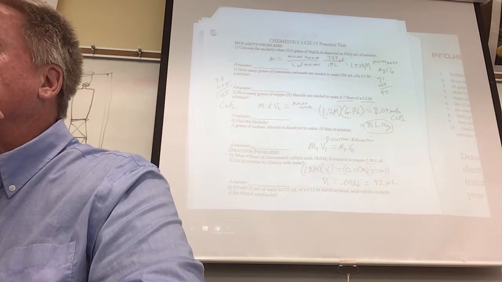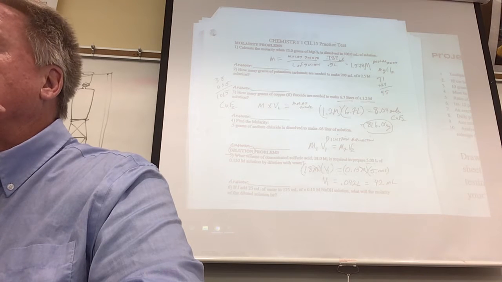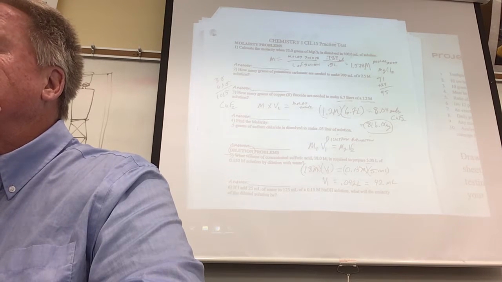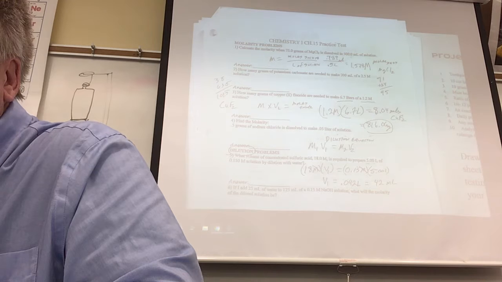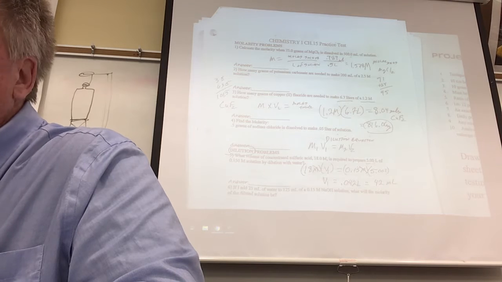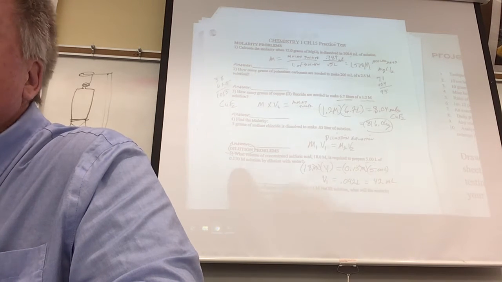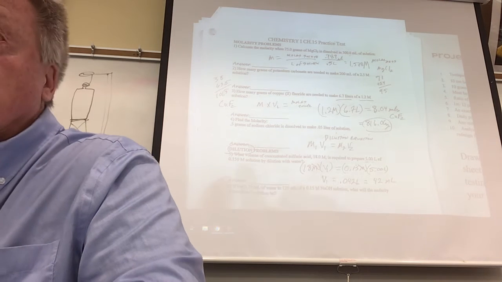Does the concentration change? Yeah. So what is it that doesn't change? I thought the concentration doesn't change. It does change. That's why it's diluting. When you dilute it, it started at 18 molar. It didn't end up as 18 molar. It ended up as what? So the concentration does not stay.